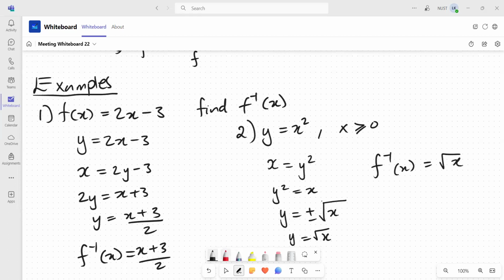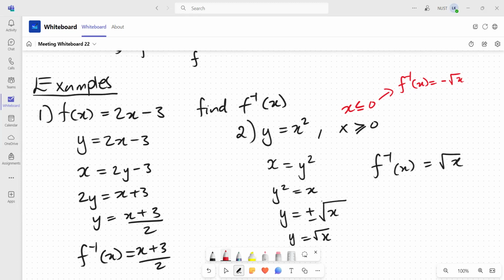But if in the question the condition was that x is less than or equal to 0, then when we come to this part where we must choose either the positive or the negative one, we need to remember that we should get a negative output. And that is why our f inverse for this case will be minus the square root of x, because remember what a function and an inverse do. They reverse what the other one did.